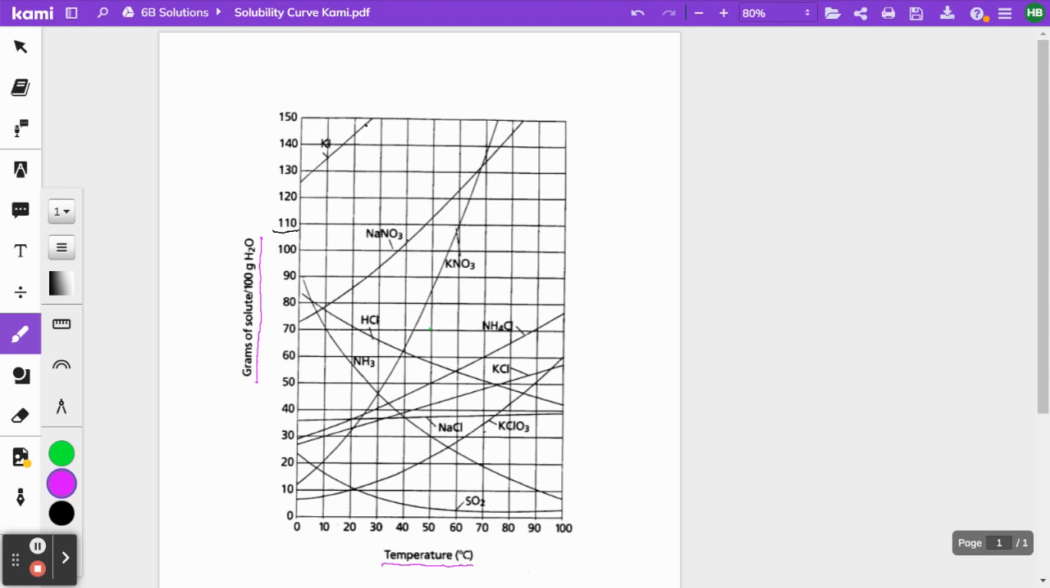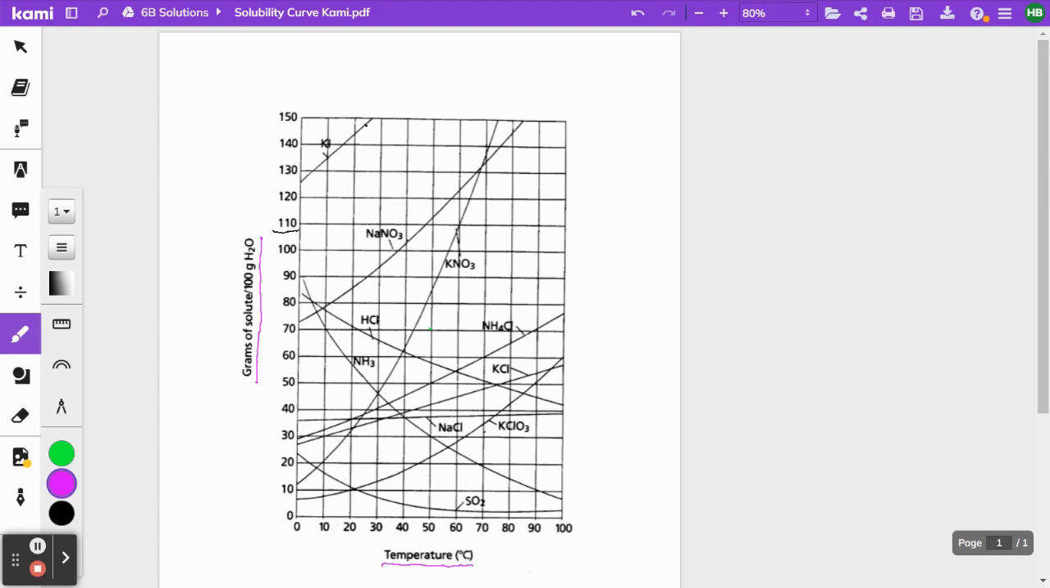So let's just pick one of the curves at random. I'm going to pick KNO3. If you look at KNO3, it has the steepest slope. That means that the solubility curve increases at the greatest rate. The solubility of KNO3 changes the most with changing temperature.